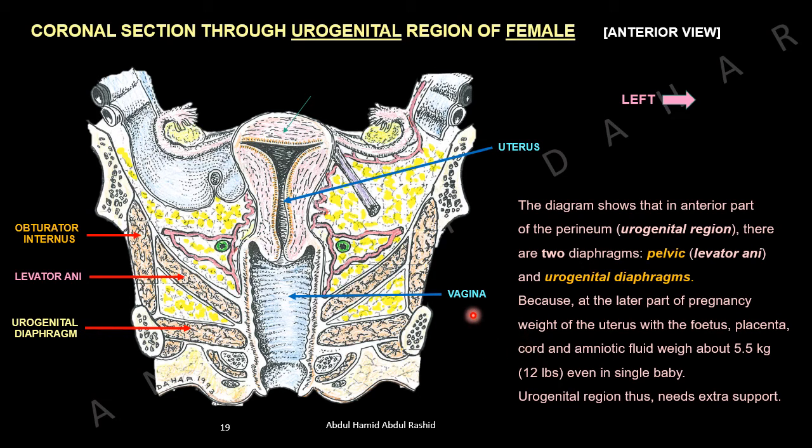Because at the later part of pregnancy, weight of the uterus with the fetus, placenta, cord and amniotic fluid weigh about 5.5 kg. That is about 12 pounds even in single baby. Urogenital region thus needs extra support.